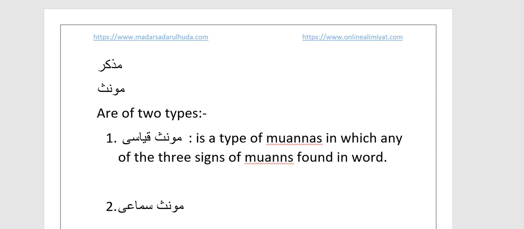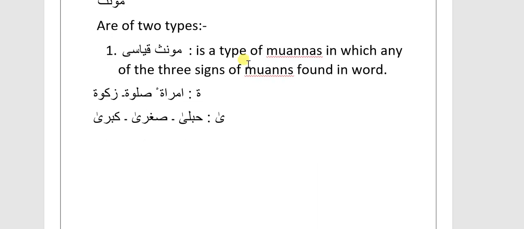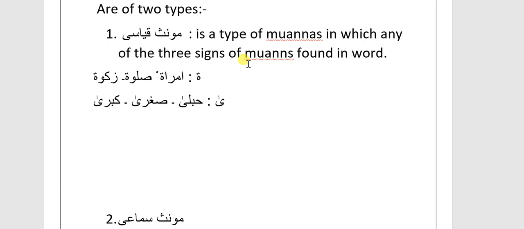Let me give you examples of all these three signs. Examples of ta tanis are imra'atun, salatun, or zakatun. The second sign is ya madda or alif maqsura, for which examples are hubla, sugra, and kubra. And the third sign of muannas is alif and hamza in the ending.